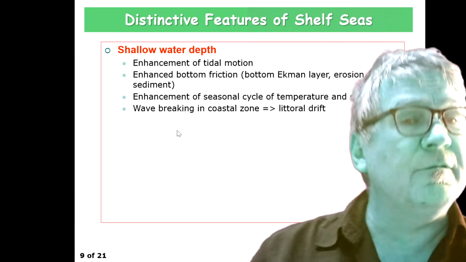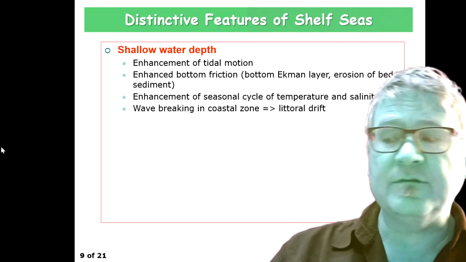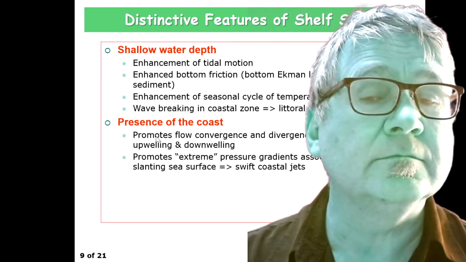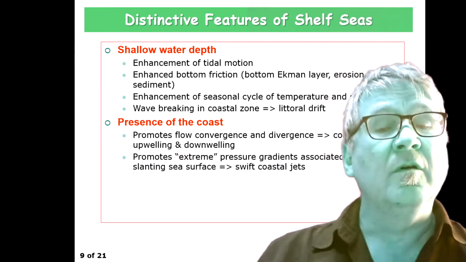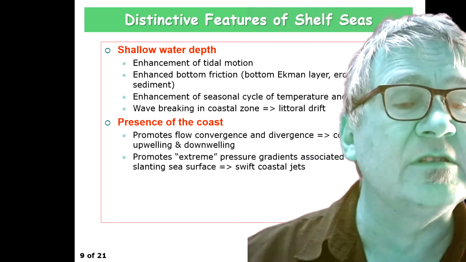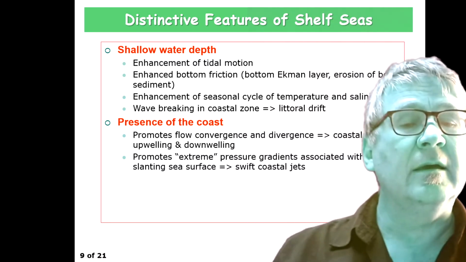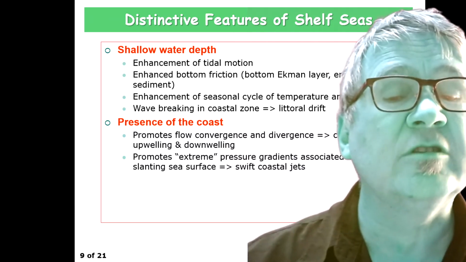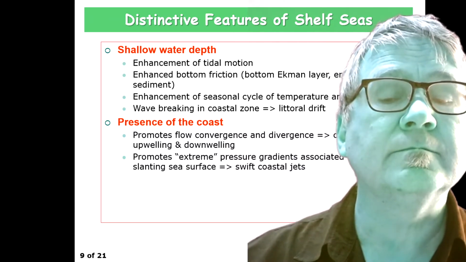So now, what's the second feature that we have in shelf seas? Indeed, we have a coastline. Okay, the presence of the coast. And what it does is it promotes flow convergence and divergence and supports the creation of coastal upwelling and downwelling.